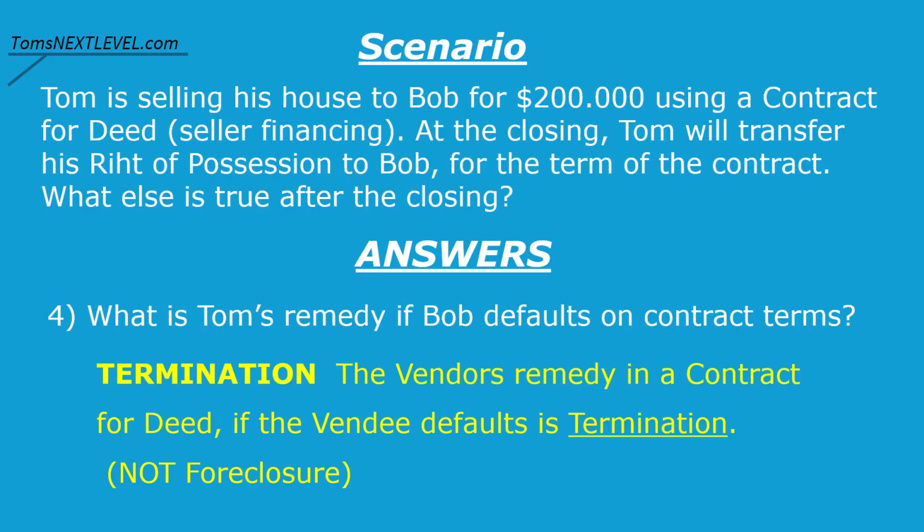Question number 4, very important vocabulary word for your exam. What's Tom's remedy if Bob defaults? Termination is the vendor's remedy if the vendee defaults on the terms of the contract. Remember, for the test, it is not foreclosure. That's on a mortgage. Contract for deeds are terminated.